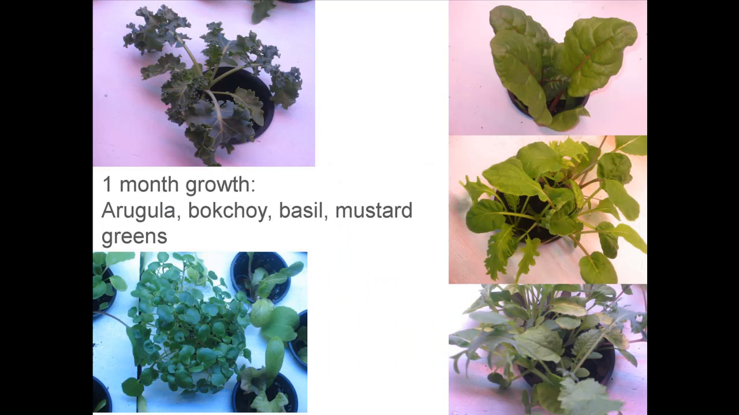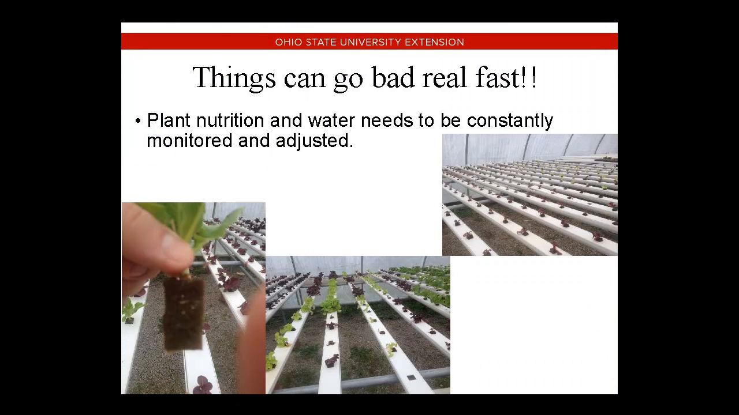This is some of our pots, some of our work: arugula, bok choy, basil, mustard greens that we were looking at. And again, this was a little thick. We didn't think we'd get this good of germination on some of these, so we had to prick these out and thin them back a little bit. But basically, what Matt and I have said is we can grow just about anything in an aquaponics system. But things can go bad real fast.